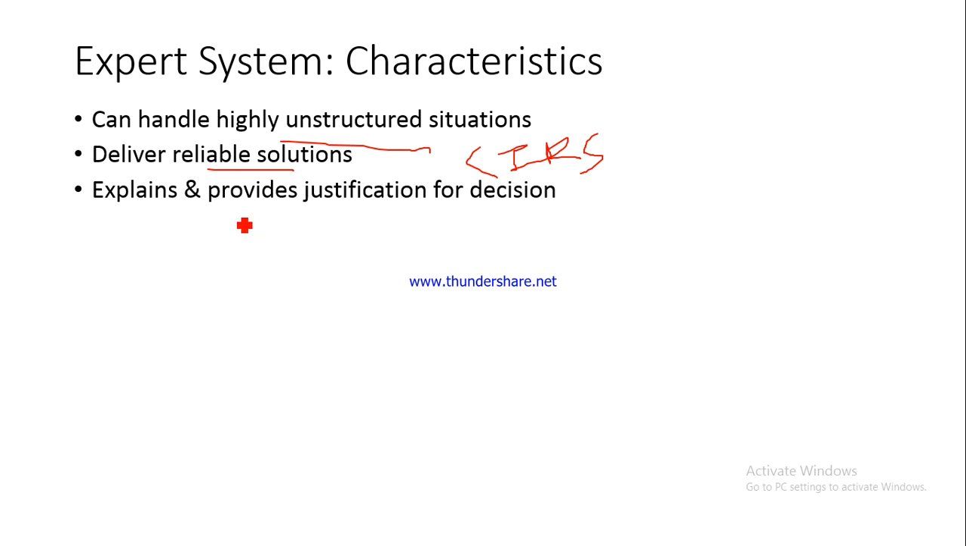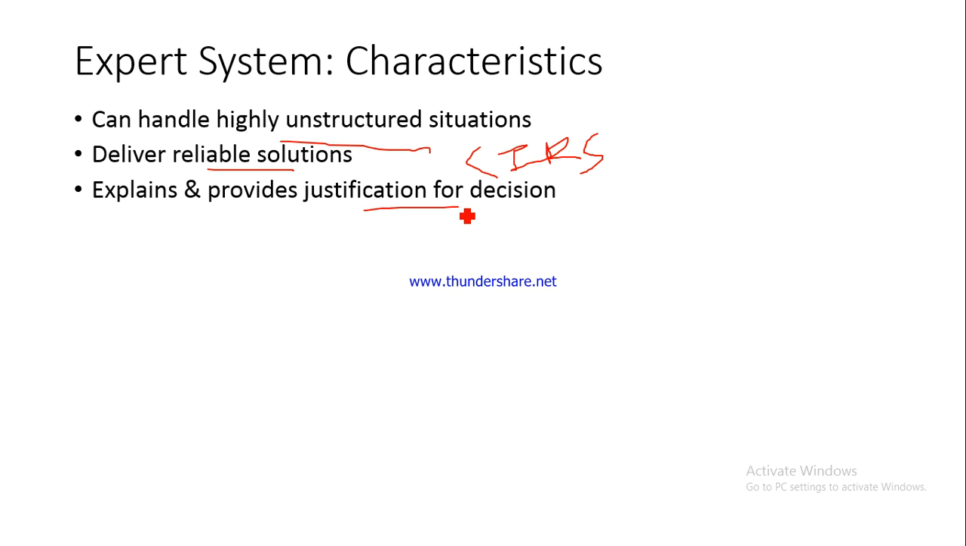These expert systems also explain and provide justification for decisions. I have given you this idea that they also provide us why they arrived at a particular alternative. Why have they suggested a particular alternative and why have they rejected a particular alternative. The process adopted by them.